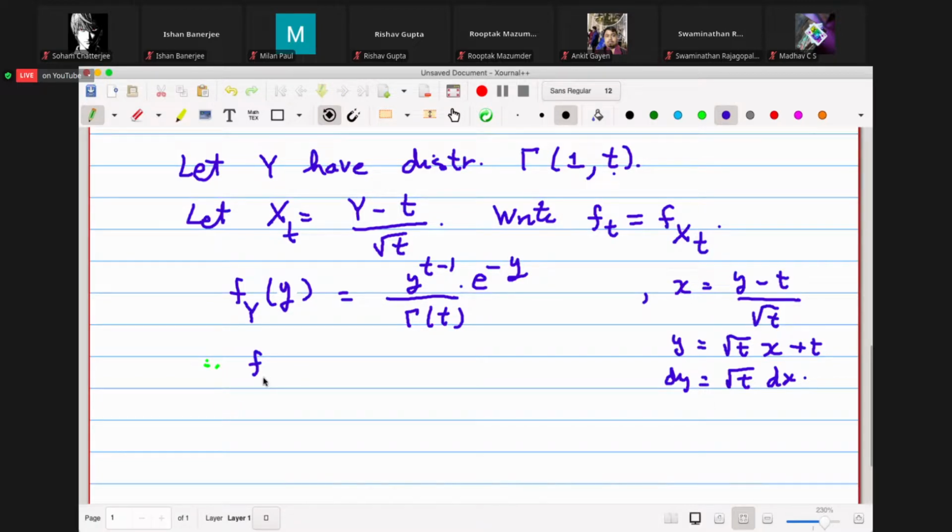Okay, so now what you do is you compute f_{x_t}, which we write as f subscript t, as a function of x. This is equal to, wherever you have y, you substitute for y. That's easy. Root of t x plus t, whole power t minus 1, e power minus, sorry, some disturbance, I close the window.